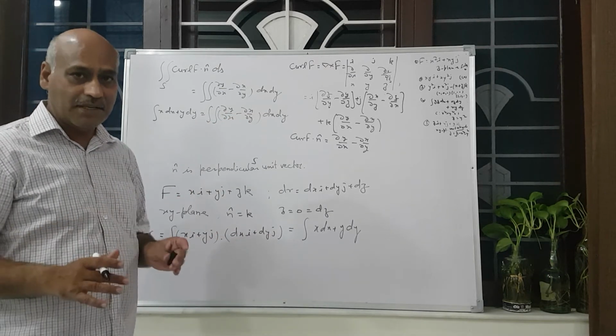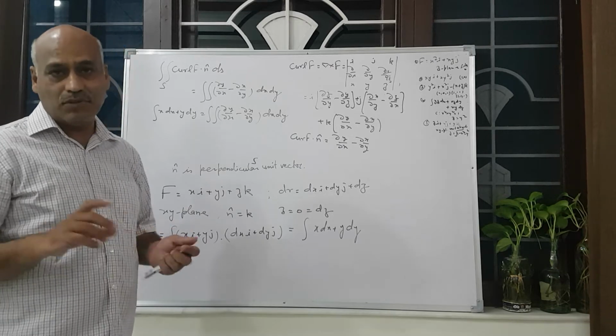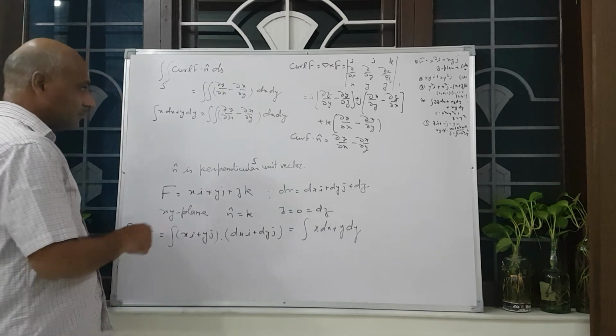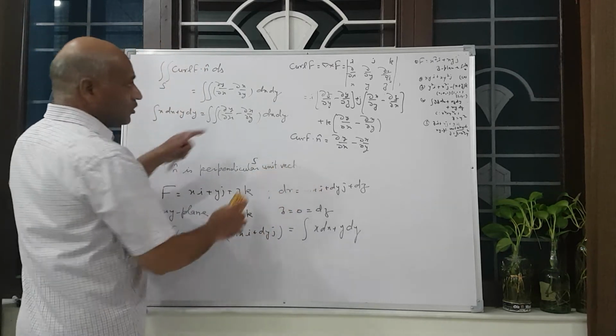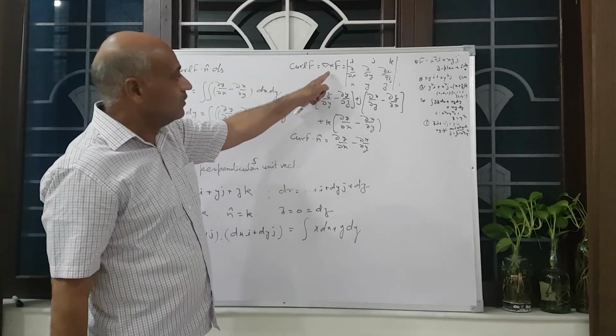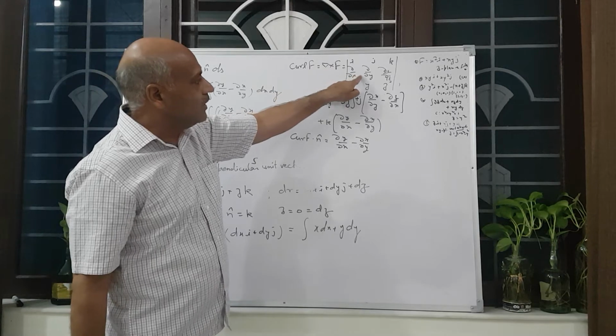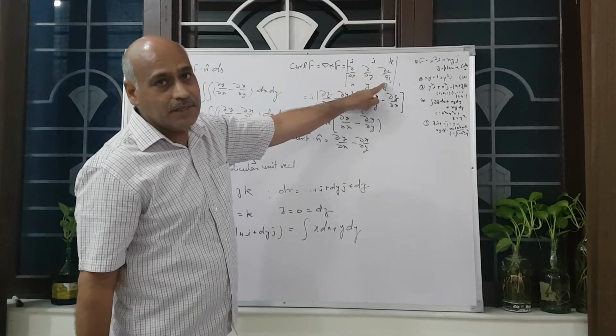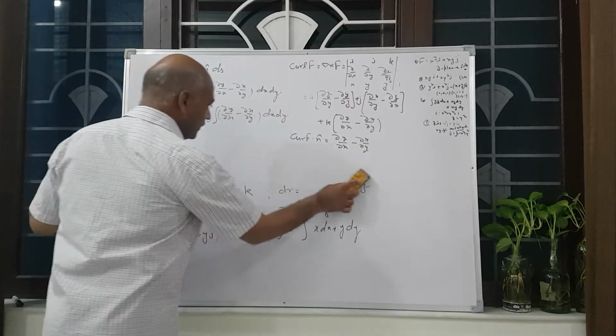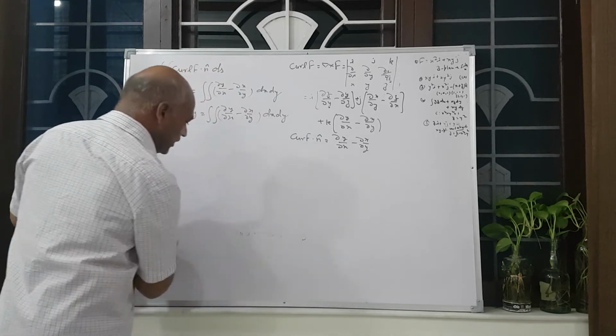In the xy plane, z and dz are equal to 0. So we find curl F like this: del cross F, where del is i del by del x, j del by del y, k del by del z.